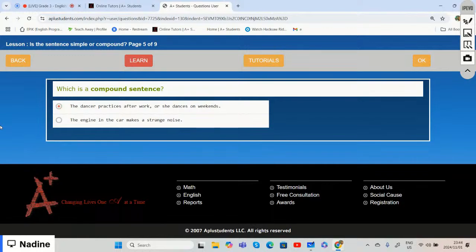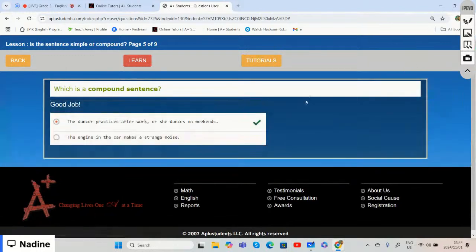So there once again, we have two simple sentences, two subjects, two predicates, and it is joined by a conjunction which is or. So well done. So the dancer is our subject, she's a subject. Practices after work is our predicate. Dances on weekends is our predicate. And it is joined by a conjunction or.